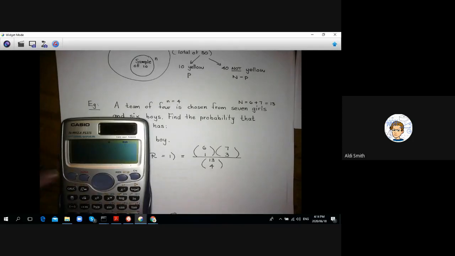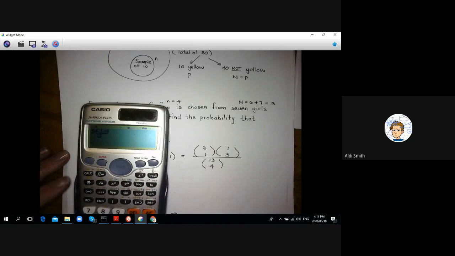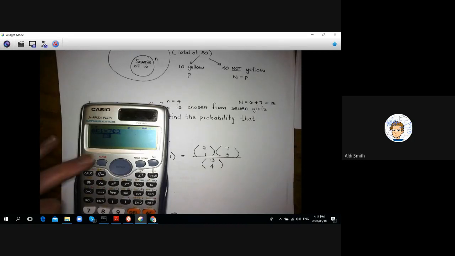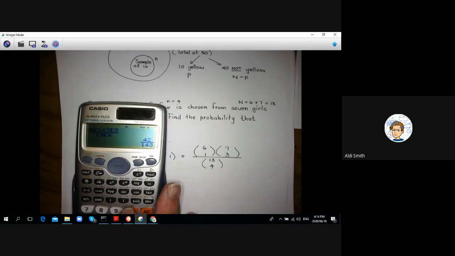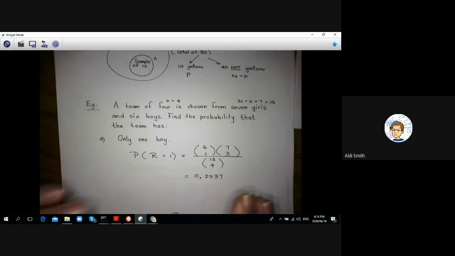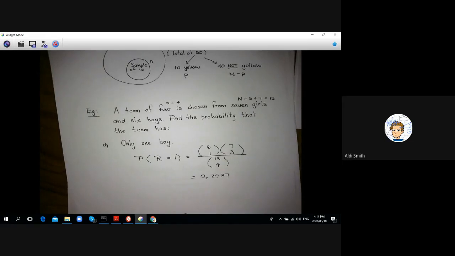I go 6 combination 1 times 7 combination 3 over 13 combination 4. And that is going to give me a probability, rounded off to 4 decimal places, remember, of 0.2937. That is the probability in this team of 4 of picking one boy.